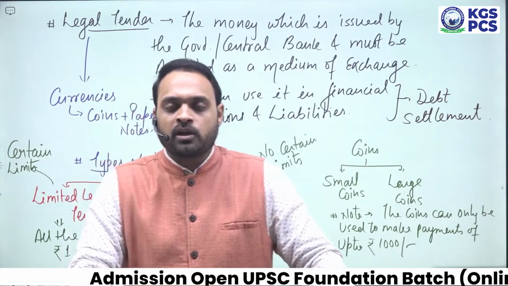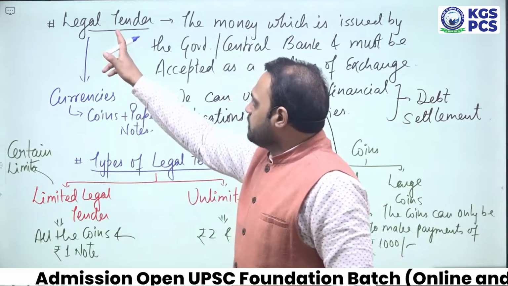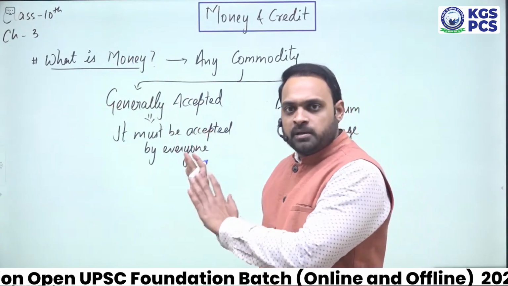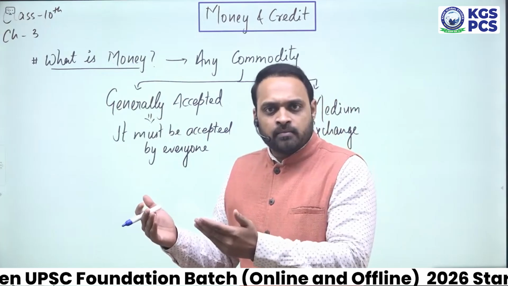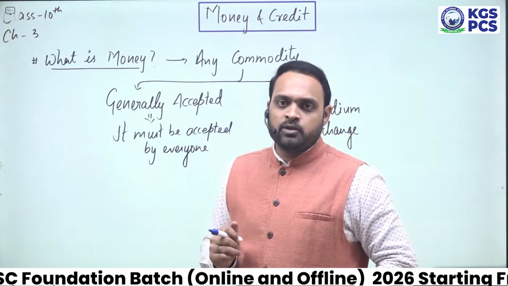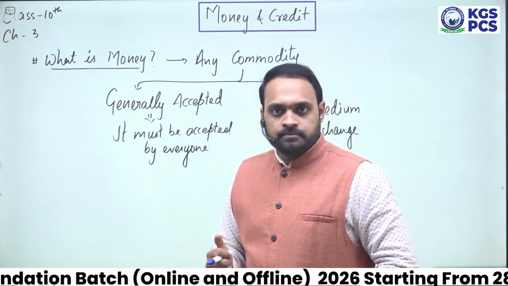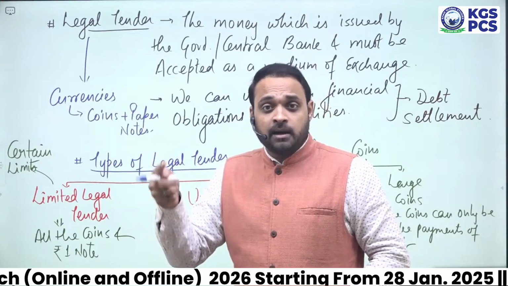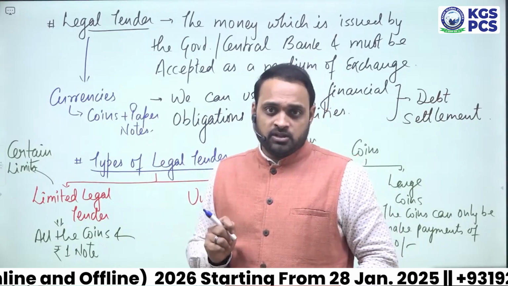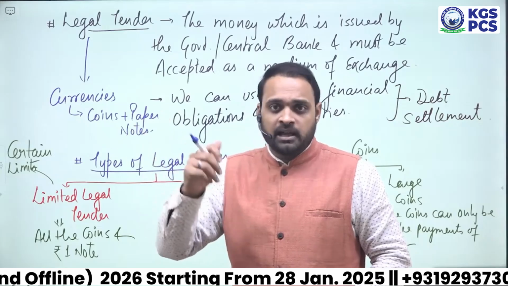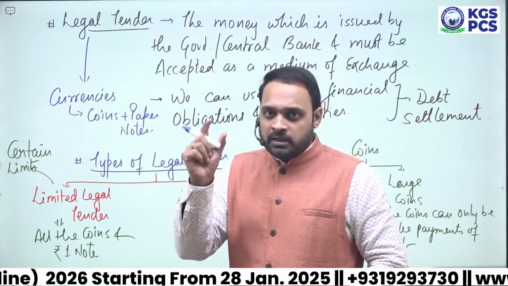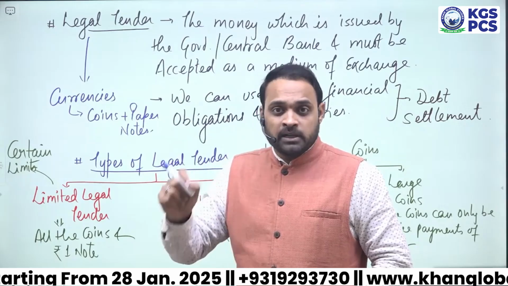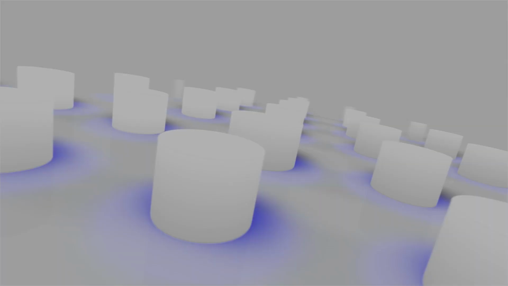Whenever I am talking about legal tender, legal tender means money. This is a very simple meaning of money. What is money? Accepted by everyone as a medium of exchange. What is legal tender? The money, but in terms of RBI's language, in terms of the government's language. So when we talk about money from a core economics perspective, money means the legal tender.